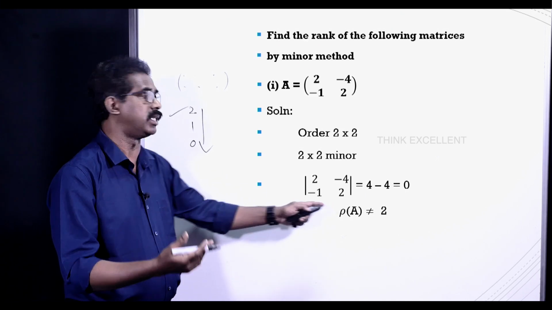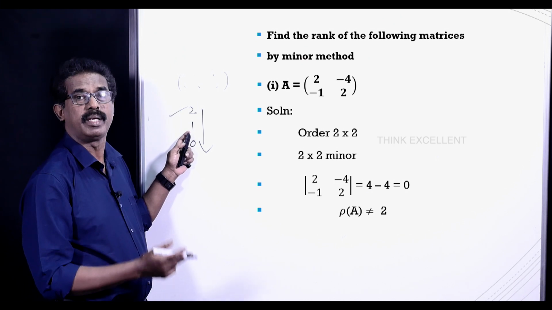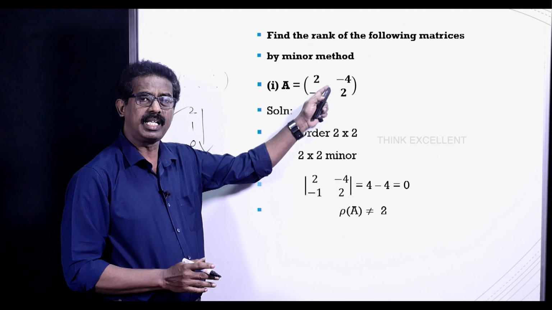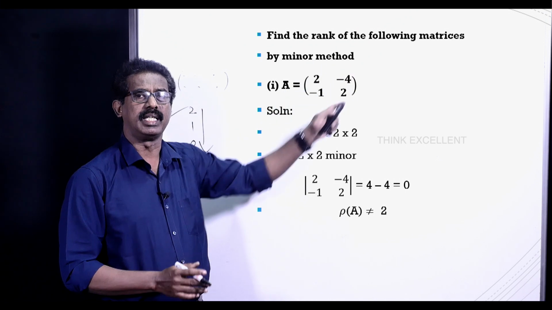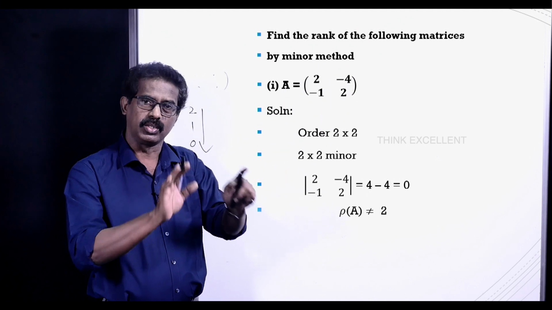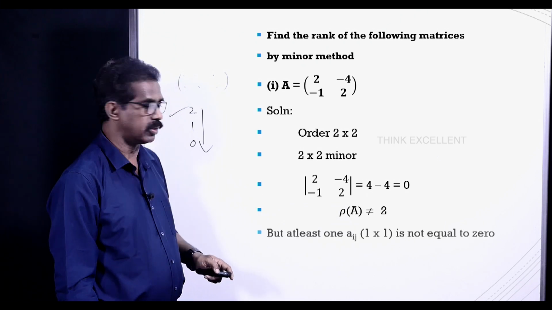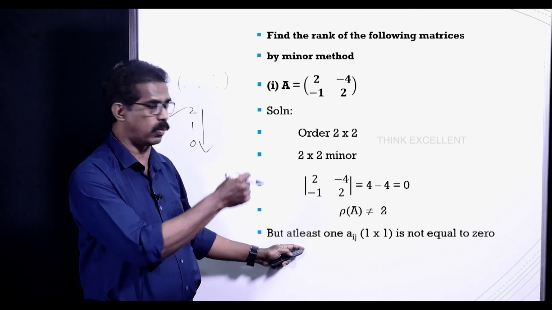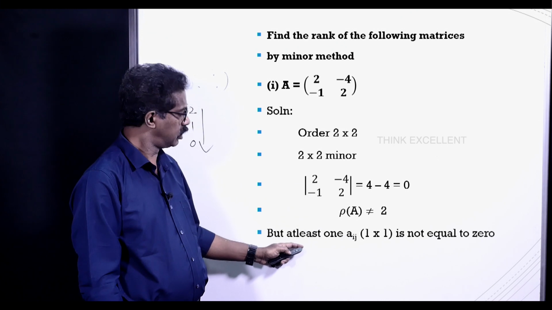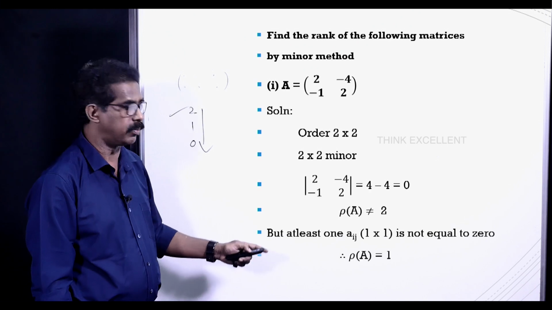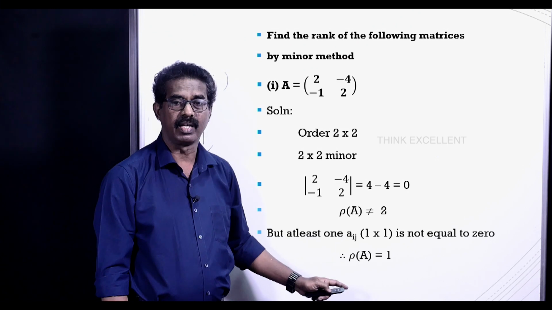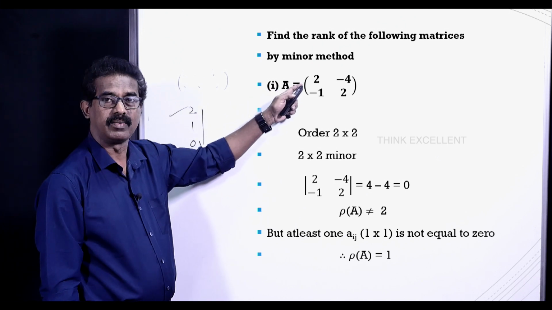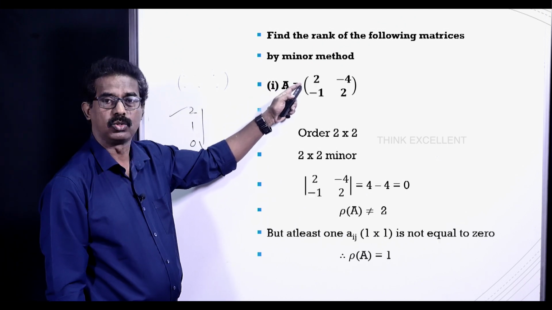Rank cannot be 2 means next you check for 1. 1 means 1 by 1, single element, Aij. At least one element. There are 4 elements. Even one element is not equal to 0, you say the rank is 1. Okay, so you write like this: at least one Aij, that is 1 by 1, is not equal to 0. So you can conclude like this, rank of A is equal to 1. Okay, look once again, your 2 by 2 matrix is given. It's a very simple question, it's a 2-mark question, 2 by 2 matrix.